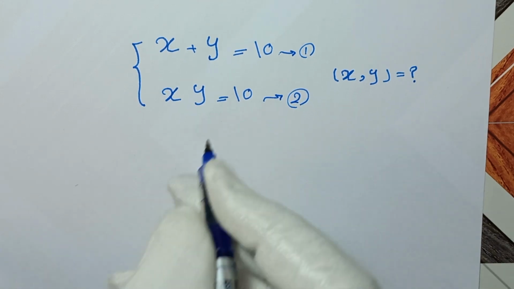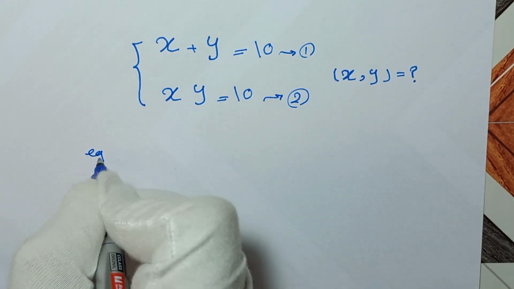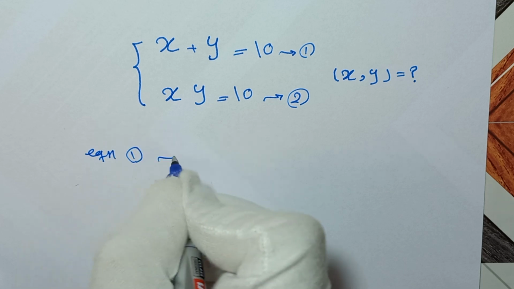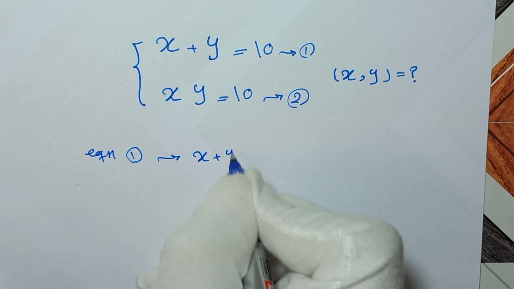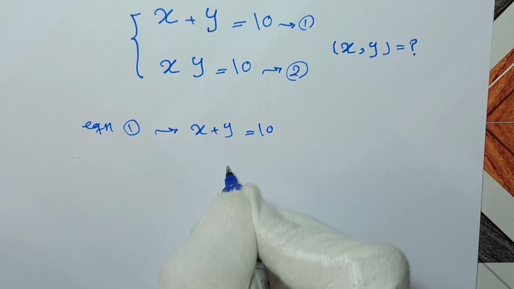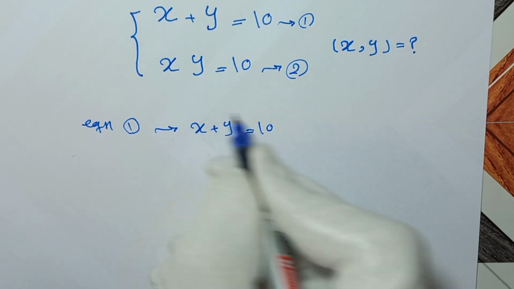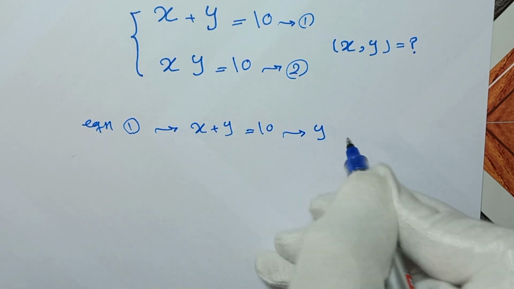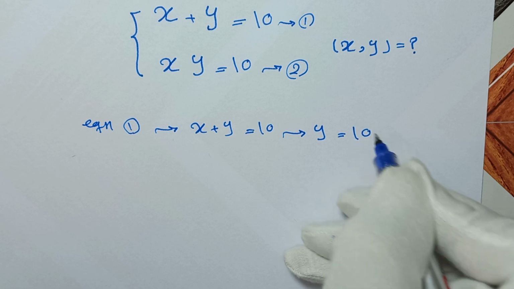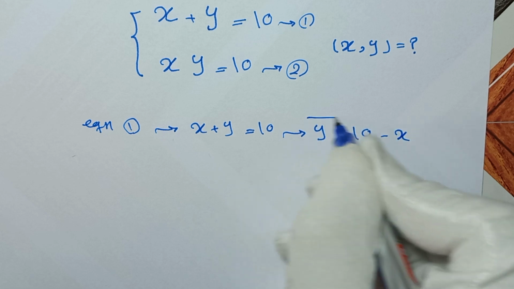So, from equation 1, we have x plus y is equal to 10. And we take this x to this side, so it will be y is equal to 10 minus x, right?